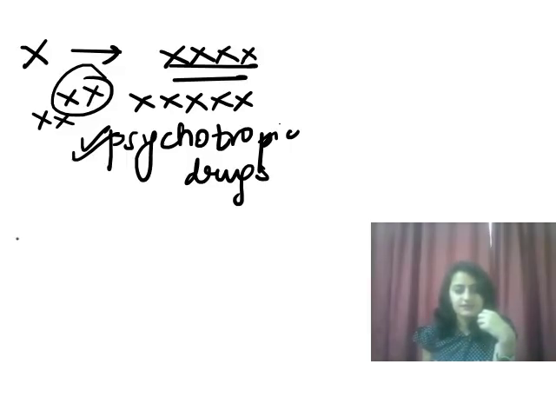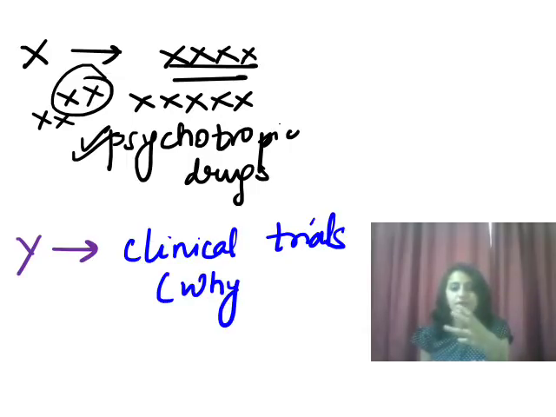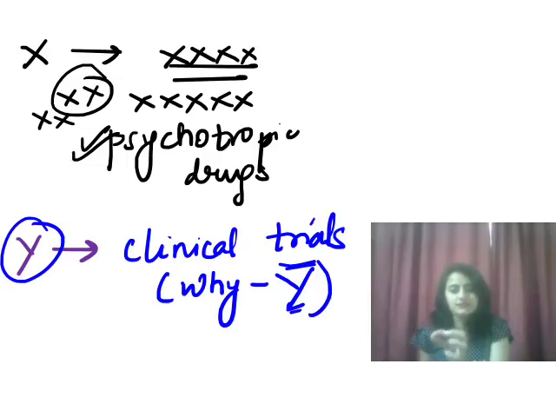The next is schedule Y. How do we remember that? Schedule Y is for clinical trials. Whenever you have to do a clinical trial, there has to be a why behind it. You are asked a question, why do you want to do it? So there has to be a why behind a clinical trial. So Y is the clinical trial related schedule.